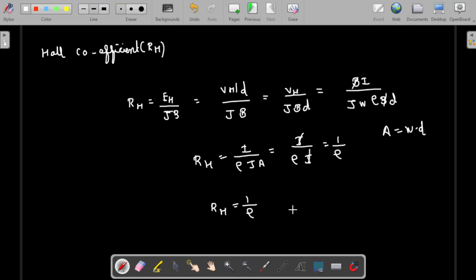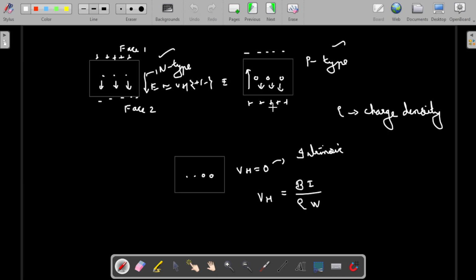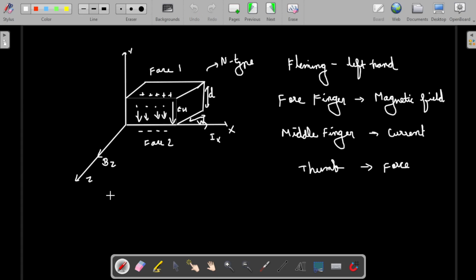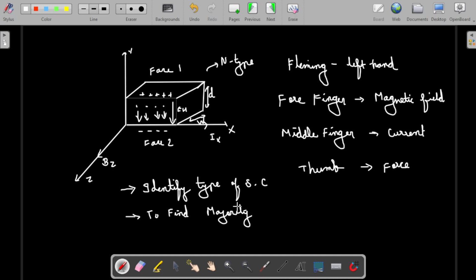Okay. So I hope you came to know how the Hall effect is used. One of the major applications of the Hall effect is that it is used to identify the type of semiconductor. First thing is that it identifies the type of semiconductor. And then it is used to identify the majority charge carrier concentration. Also to find majority and minority charge carrier concentration.